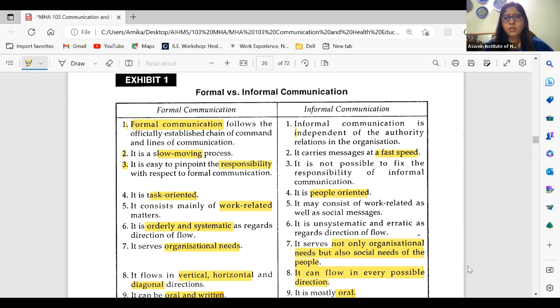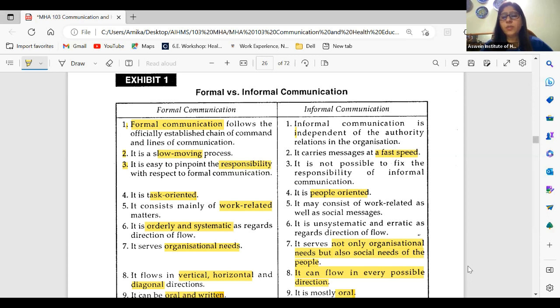Okay, so formal communication is mostly work related, whereas informal communication can carry some social or personal information. Now, formal communication is, as I told you, orderly and systematic. But informal is all unsystematic. Whosoever wants to express their views to whosoever they want, it can happen.